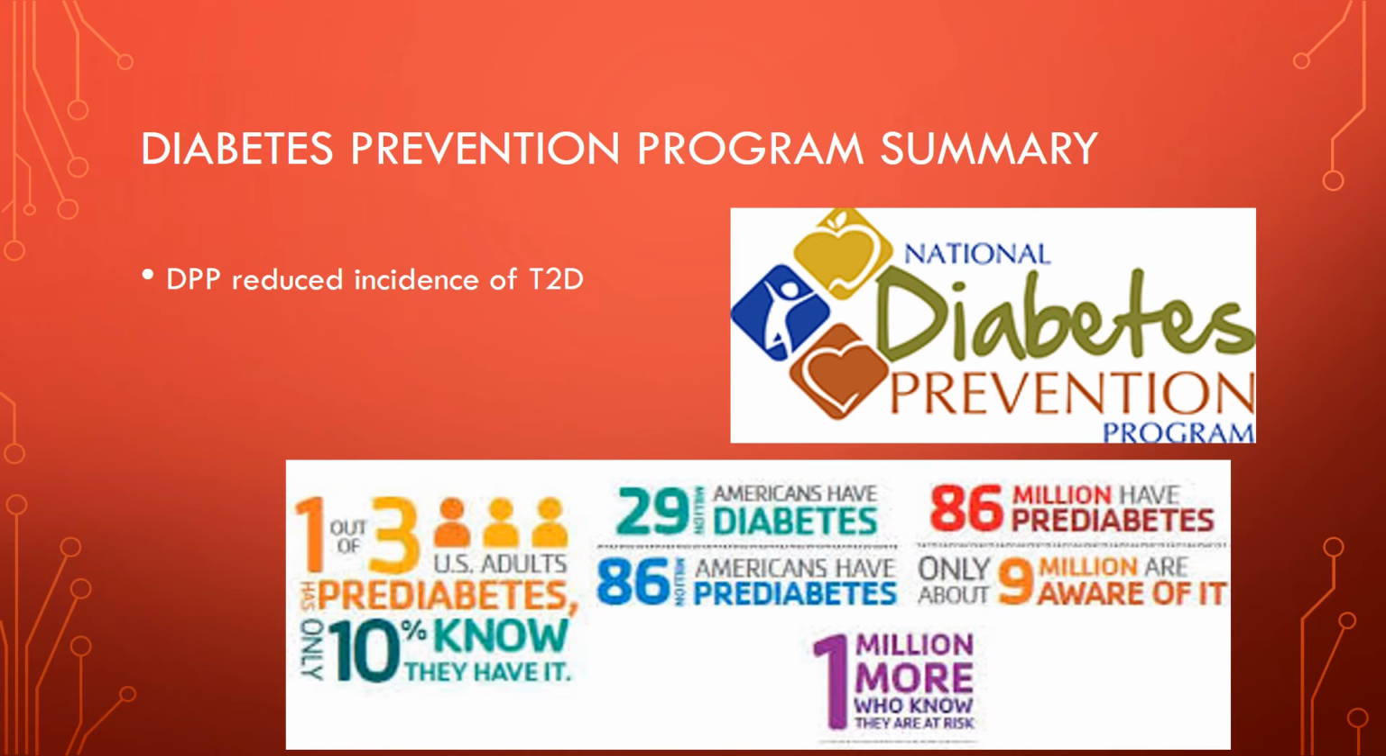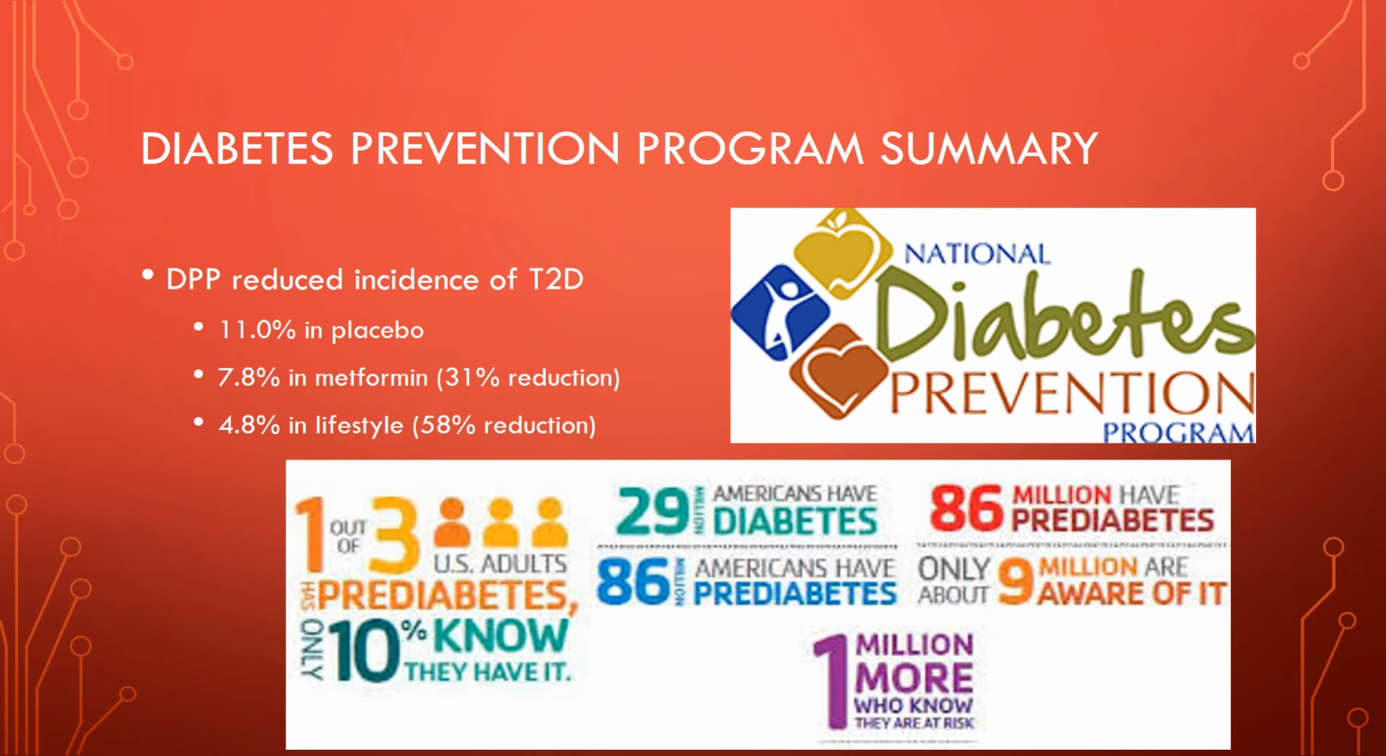So in summary, the Diabetes Prevention Program did reduce the incidence of type 2 diabetes by 11% in the placebo group, so something about taking a pill actually reduced incidence even though the pill was a placebo. You had a 31% reduction in the metformin group and a 58% reduction in the lifestyle group. So again, exercise and diet is a very powerful tool for reducing incidence of diabetes.